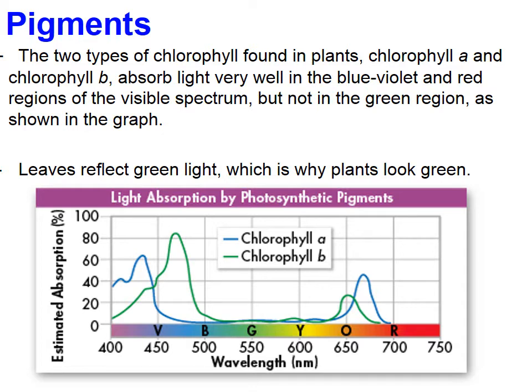So the two types of chlorophyll found in plants are chlorophyll A and chlorophyll B. And they absorb the light that's in the blue-violet section, and they absorb light that is in the red-orange section. So if they absorb that light, what color light do they reflect? That's right, it's going to be green. So that's why we see green when we look at plants.